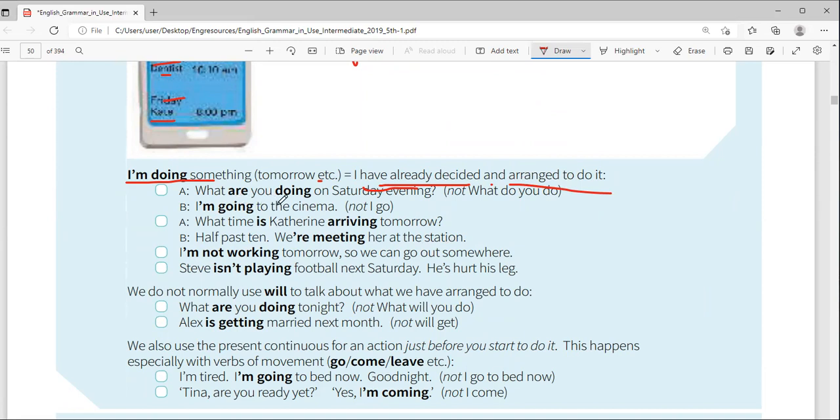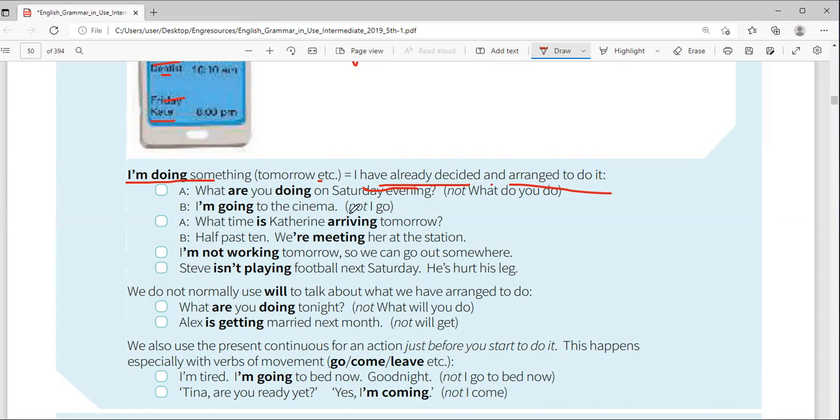For example, what are you doing on Saturday evening? People normally ask like that, what are you doing tomorrow? Because I want to know about your plans. And B says, I'm going to the cinema. Don't say I go. I go is every day. So, I'm going.